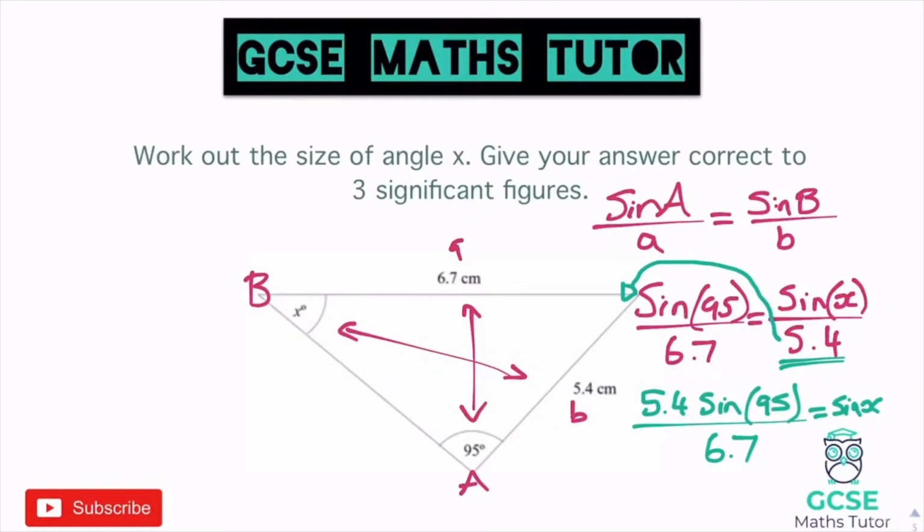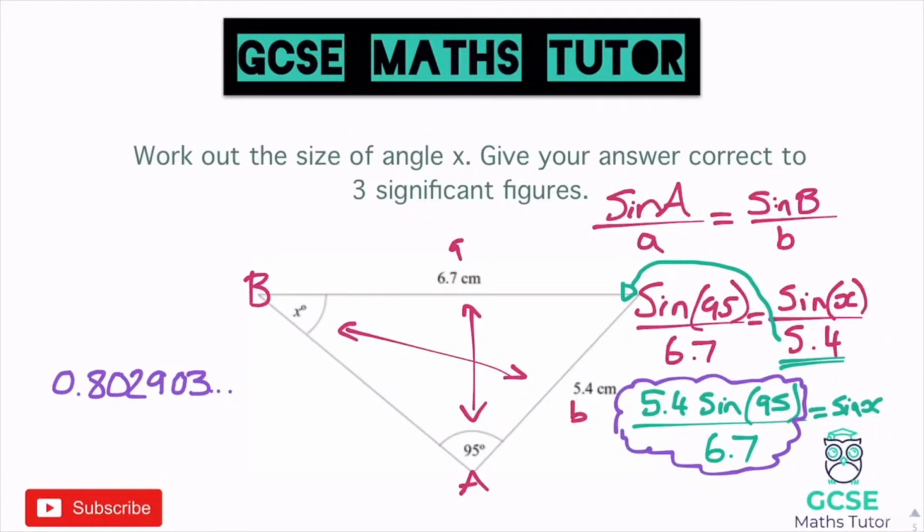Now if I type all of that into the calculator, let's see what we get. So let's type all of that in. On the top I've got 5.4 sine 95, and on the bottom I've got 6.7. And if I press equals, let's see what we get. So I get quite a long decimal. So we've got 0.802903, and we're not going to write it all down. I'm just going to leave it on my calculator screen for the moment. But that is what all of this little bit on the left here equals when I type it all in.